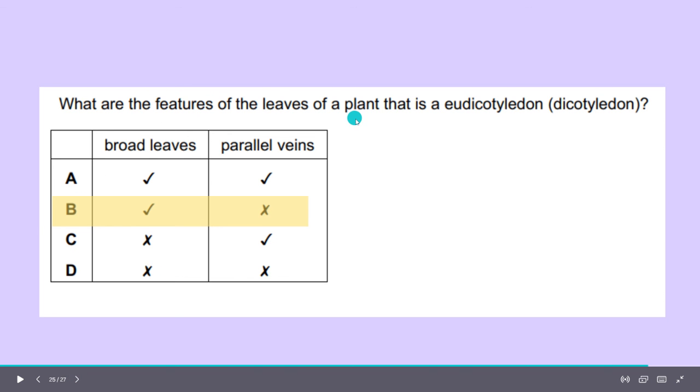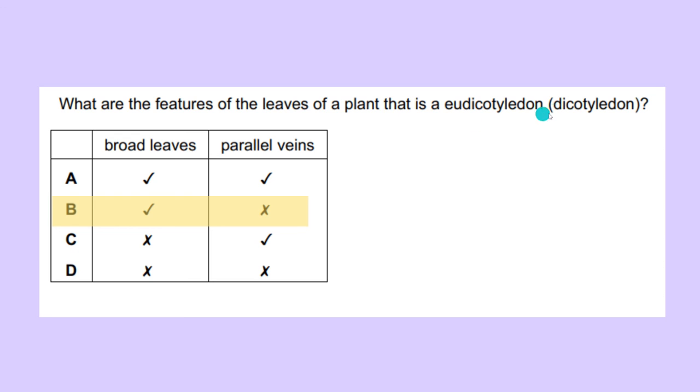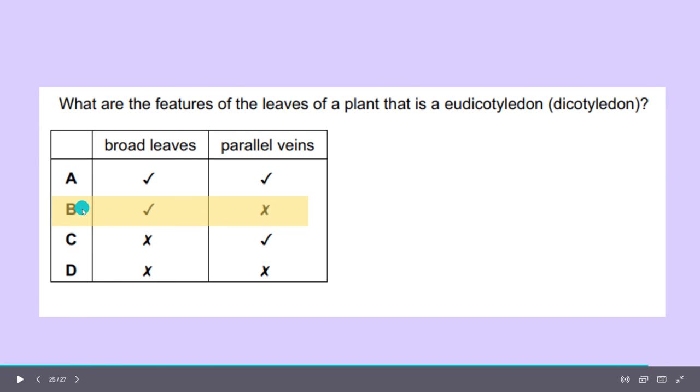What are the features of the leaves of a plant that is a eudicotyledon, another name for dicotyledon? They have broad leaves and they have parallel veins. No, they don't have parallel veins. They have interconnected reticulated veins. So the answer should be B.